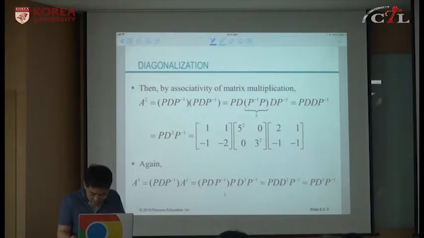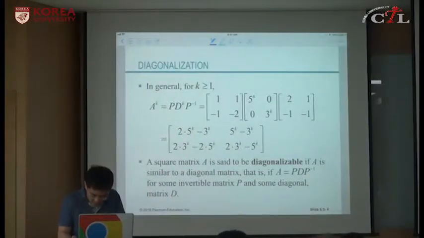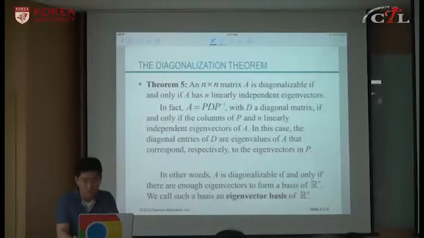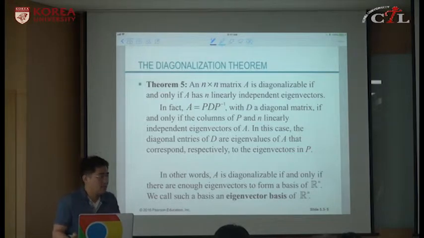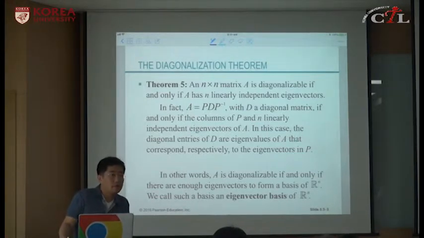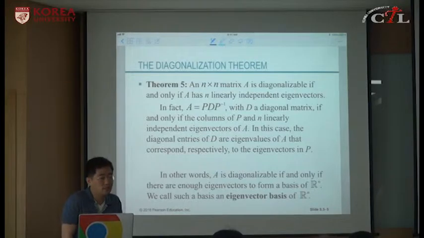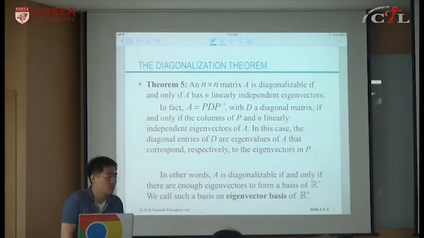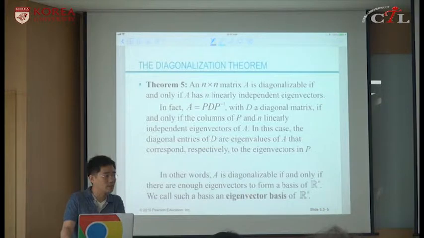And yeah, let's look at this example a little later, and go directly to this theorem 5. Given some square matrix, it is not always possible to transform your matrix A into a diagonal matrix through the similarity transformation. So some matrices are not diagonalizable, meaning it is not possible for them to become a diagonal matrix after this similarity transformation. But some matrices are possible to become a diagonal matrix after this similarity transformation.